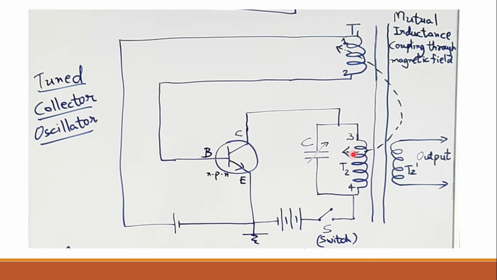I am repeating once again for your understanding. See, this is the circuit of transistor as an oscillator. This is the input side which we have connected to this coil, and this is the output side where we have connected the tank circuit or tuned circuit, right, which is consisting of a capacitor and an inductor, right? And both these coils are wound on a common iron core, right? So there is mutual inductance coupling through magnetic field in between coil T1 and coil T2. The output is taken from T2 as shown over here. So this is our input circuit and this is our output circuit, right?